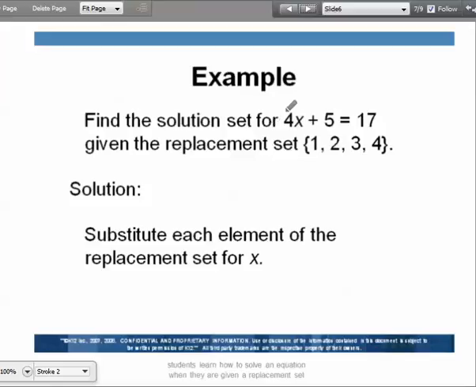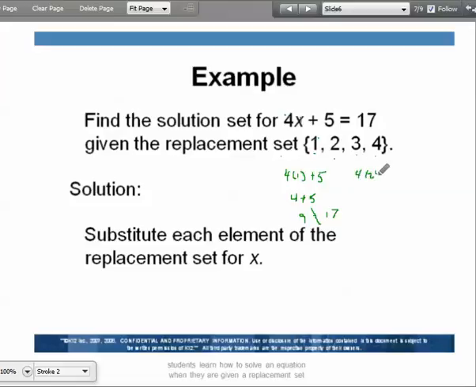Maybe it'll help. Here's an equation. Okay? 4x plus 5 equals 17. I'm giving you a replacement set. I'm telling you 1, 2, 3, and 4 go in there. What I want you to do is stick 1 in for x. So 4 times 1 plus 5, that's 4 plus 5, that's 9. Is 9 equal to 17? The answer is no. So 9 will not be in the solution set at the end. So let's put 2 in there.